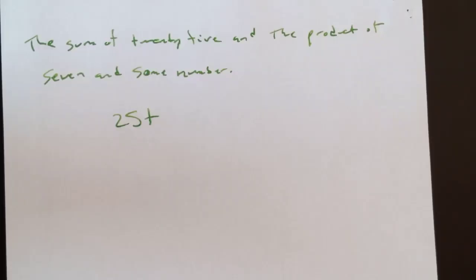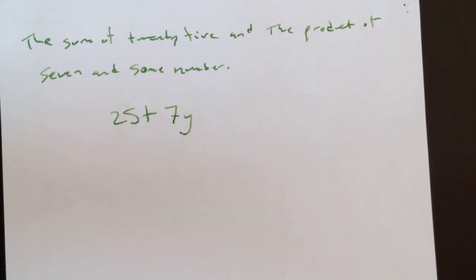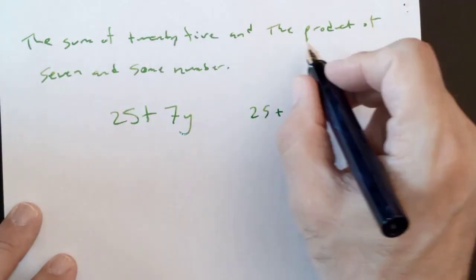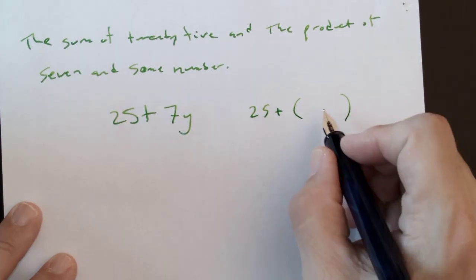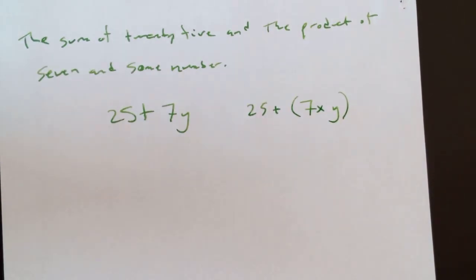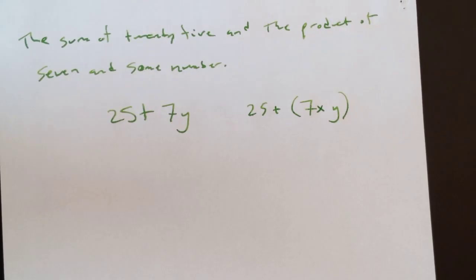Seven is some number, right? But that "and," I need to be careful with, because it says here product. So I could just write multiplication. I could say 25, the sum of 25 and a product, which means multiply in the middle, of 7 and some number. But notice that extra symbol in there doesn't have to be there, because we can just write multiplication as juxtaposition when I can see the two things are different from one another.